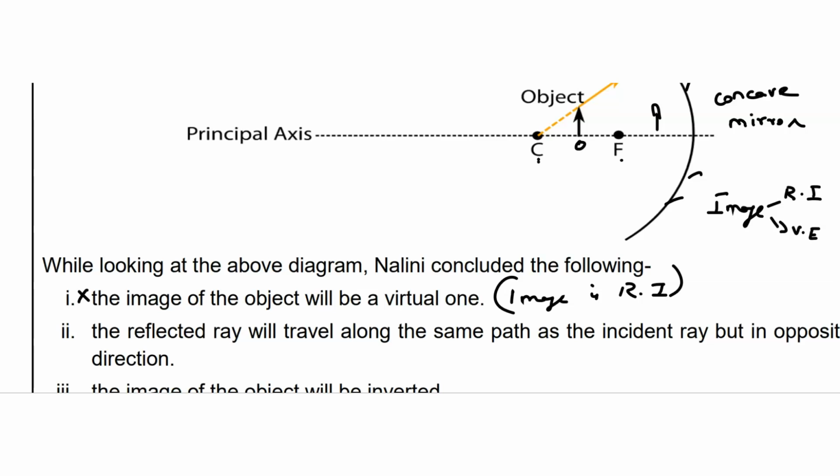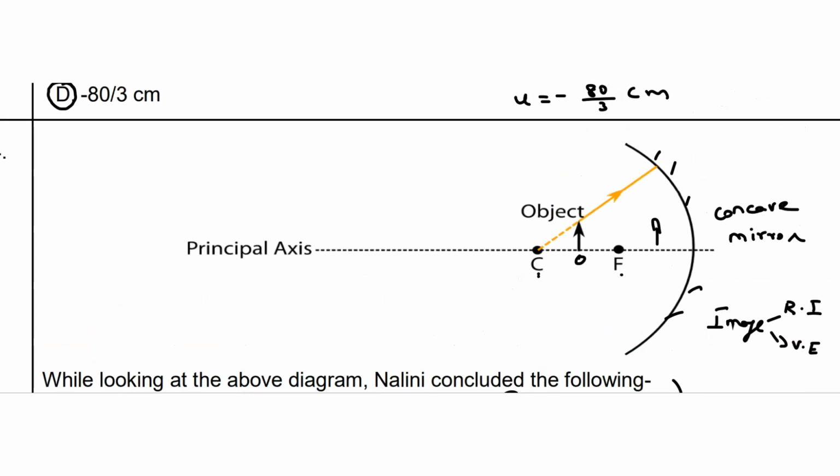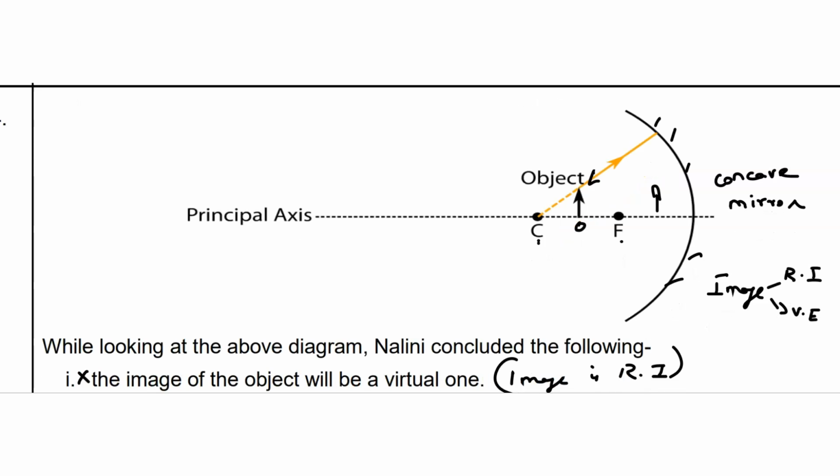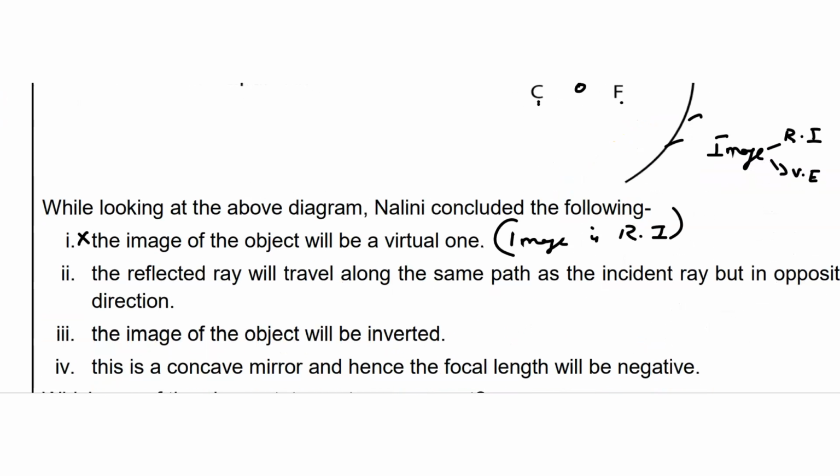Okay, the reflected ray will travel along the same path as the incident ray, but in opposite direction. So here you could see a ray passing through the center of curvature, which means it is passing normally and is incident on the mirror. So what happens when a ray passes normally? It will reflect back along the same path. So the option is the reflected ray will travel along the same path as the incident ray. Yes, correct. This is the correct option.